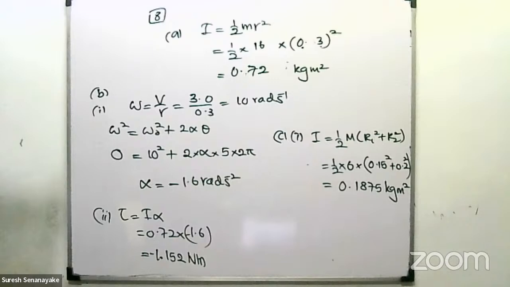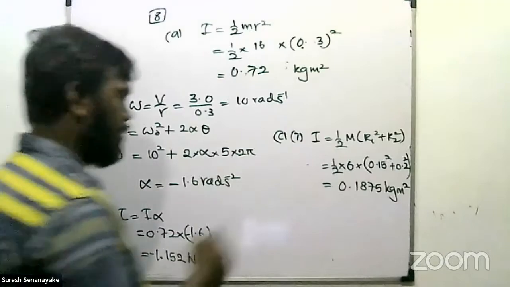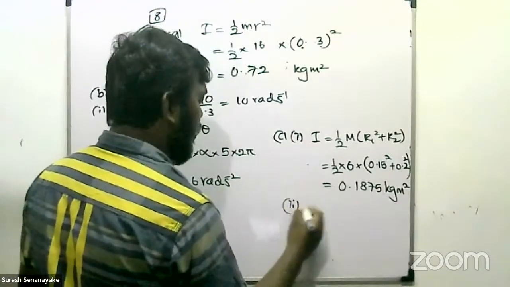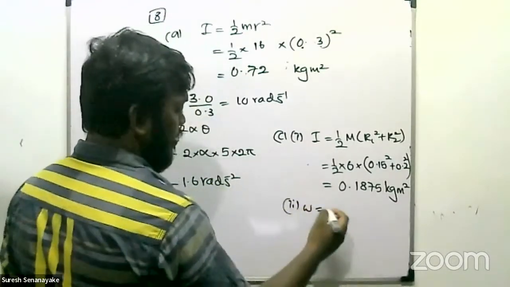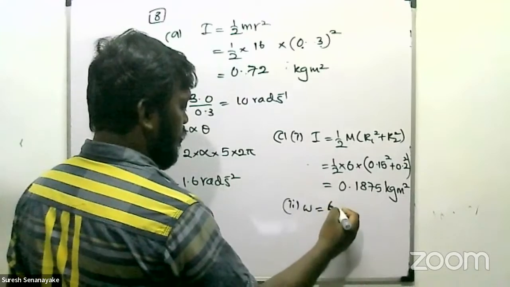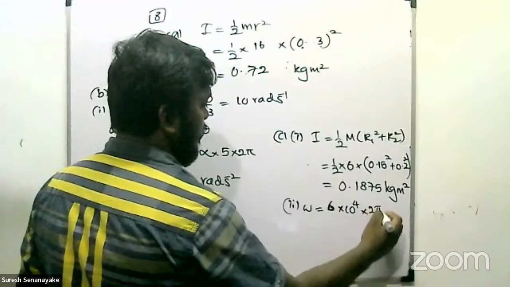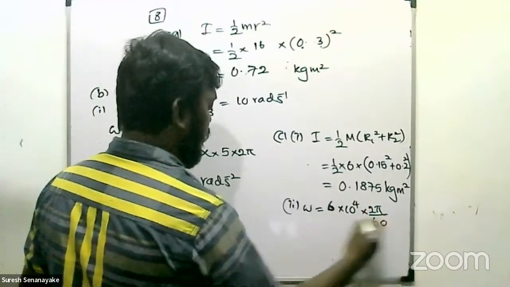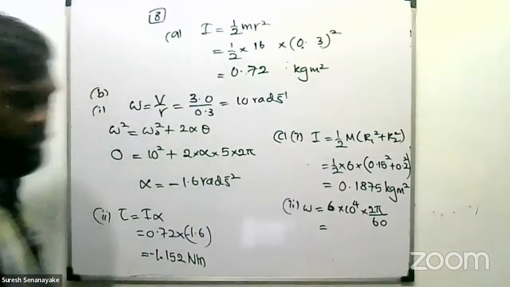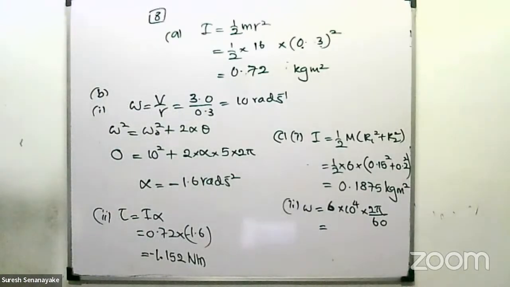You can use half I omega squared directly, because omega is given as 6 into 10 to the 4 revolutions per minute. Only convert it into radians per second. That's omega. So the RPM is 6 into 10 to the 4, multiplied by 2 pi and divided by 60. Then you can get it in radians per second.